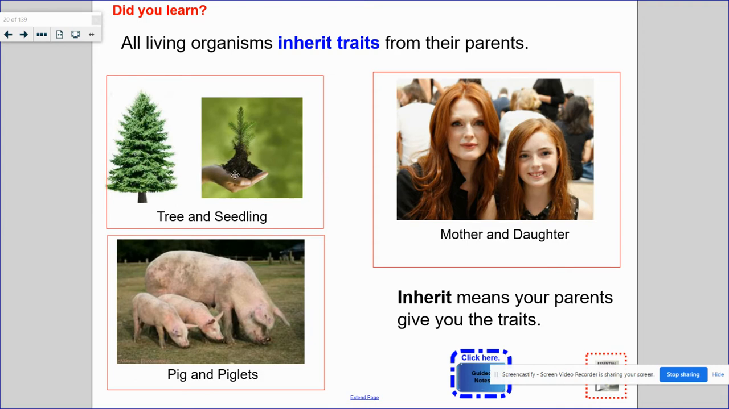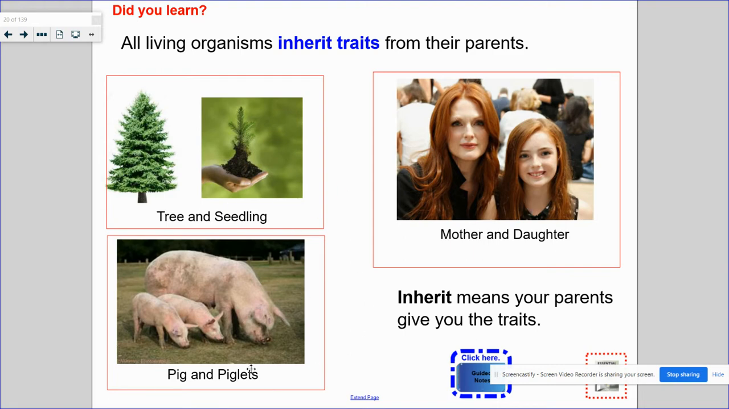So we have quite a few visual aids here. We have a nice big tree, kind of looks like a Christmas tree, and a seedling here. So this seedling will eventually grow up to look pretty similar to this big tree. We have a mother and daughter here. We have the mother, she very clearly has red hair, and her daughter also has red hair. So I'm sure that was something you could easily see.